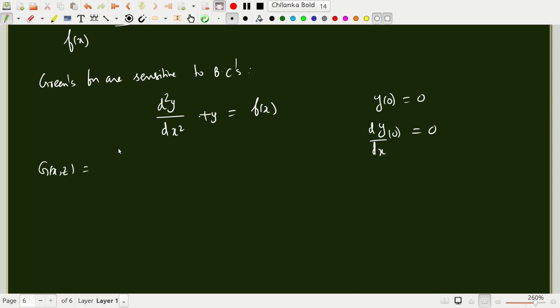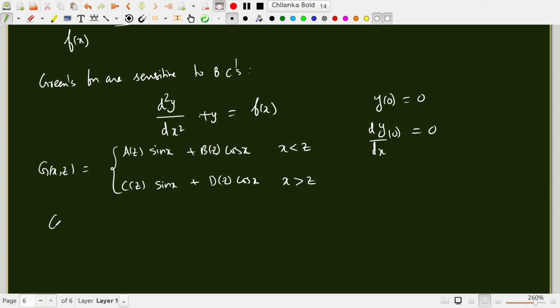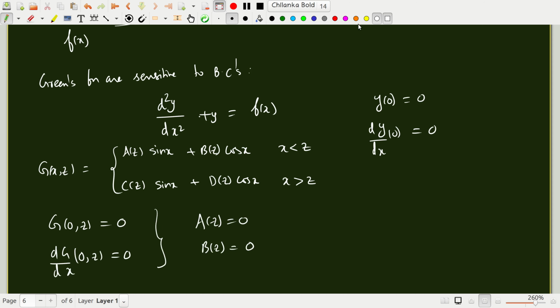G of x z is a of z sin x plus b of z cos x for x less than z, and c of z sin x plus d of z cos x for x greater than z. Then we have the conditions g of 0 z is 0 and dg by dx of 0 z is 0. If I do this, I'll get a of z is 0, b of z is 0. Both these constants will become 0.